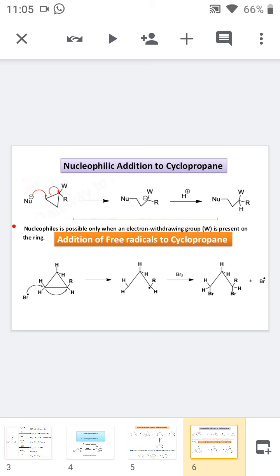After that, bromine is added again and we get the brominated propane. Thank you.